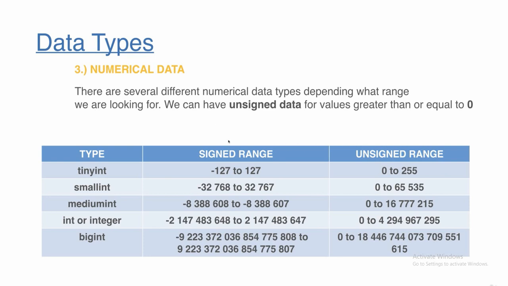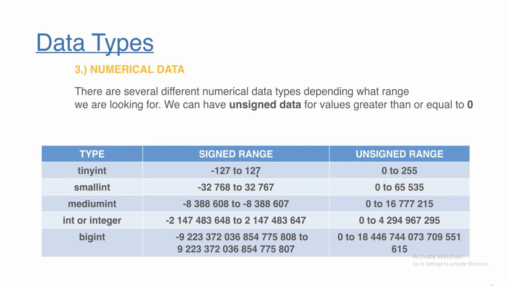Of course, we can use signed and we can use unsigned values. Unsigned values when we know for certain that the values are greater than or equal to 0. So as you can see, for example, tinyInt can store up to 256 possible values. Of course, if we are after negative values as well, then the range will be -127 up to 127.